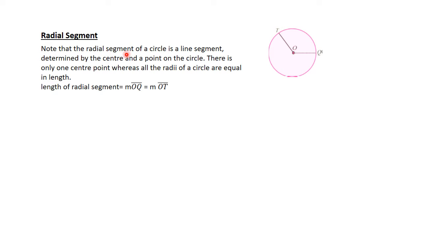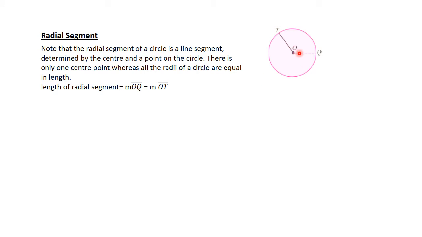Note that the radial segment of a circle is a line segment determined by the center and a point on the circle. Like, here is the center of the circle O and here is a point on the circle, that is Q. So, a line segment OQ is known as the radial segment. There is only one center point, whereas all the radii of the circle are equal in length. Length of the radial segment measure OQ and measure OT is always equal.